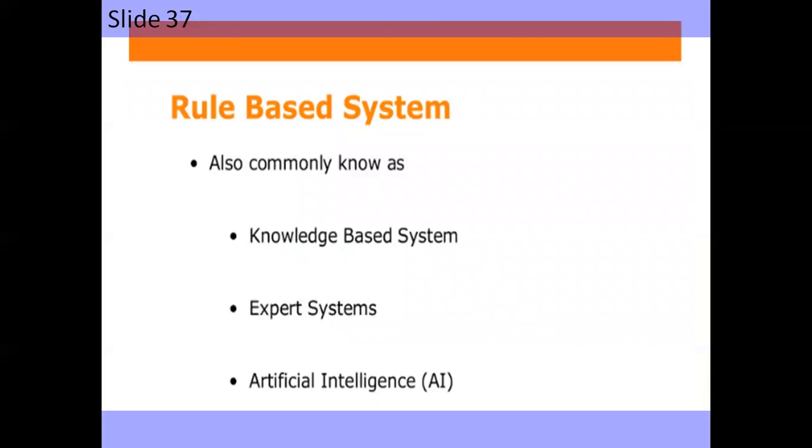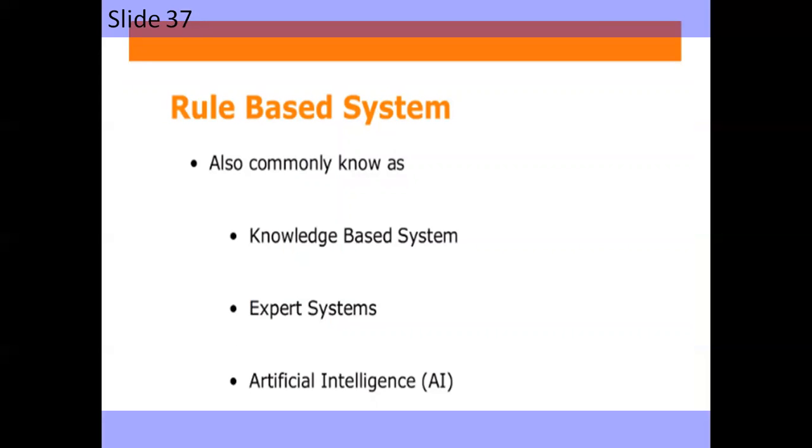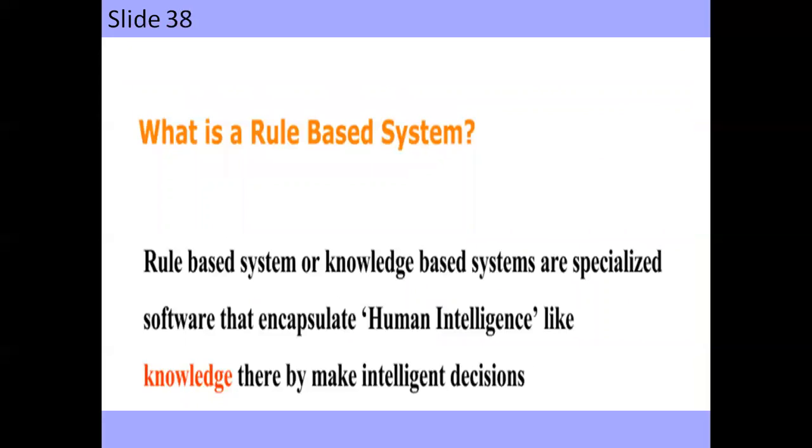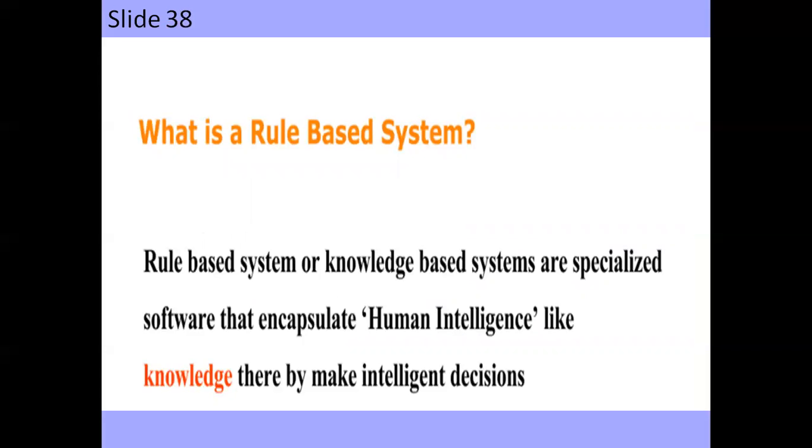So it is called a rule-based system, also commonly known as a knowledge-based system, expert system, and artificial intelligence. So what exactly is a rule-based system? Basically, a rule-based system, or knowledge-based system, is specialized software that encapsulates human intelligence-like knowledge, and it can make intelligent decisions. That comes under a rule-based system.